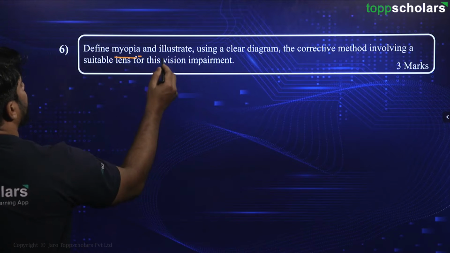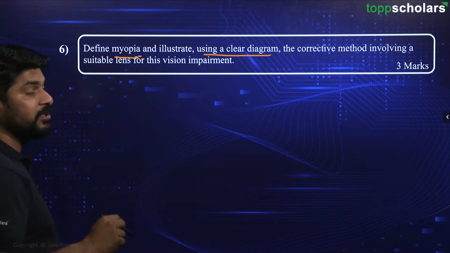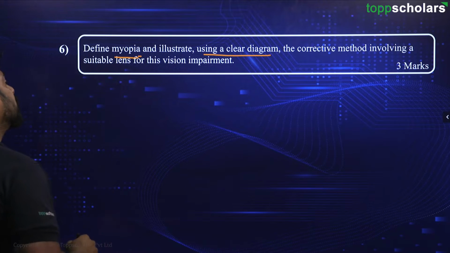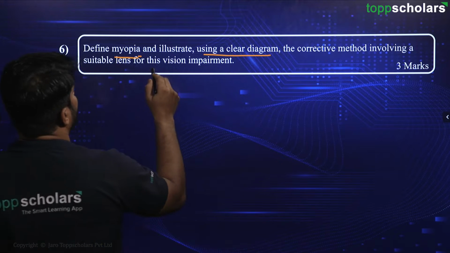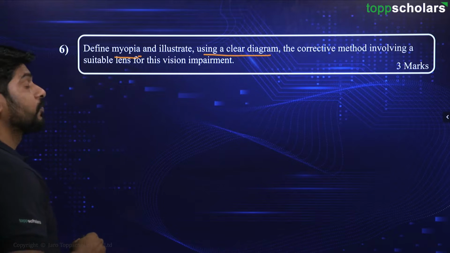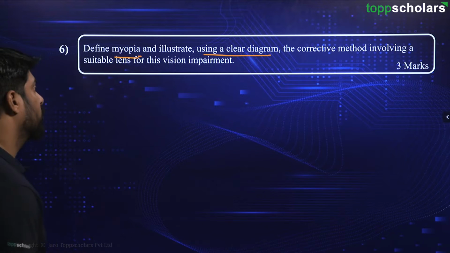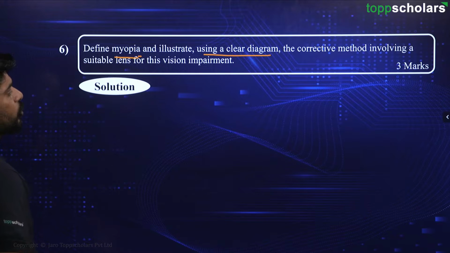Define myopia and illustrate using a clear diagram the corrective method involving a suitable lens for this vision impairment. Okay. So first of all, we have to define what is myopia and how we can rectify this problem that we have to show here.